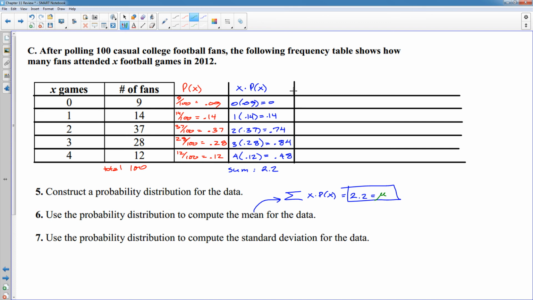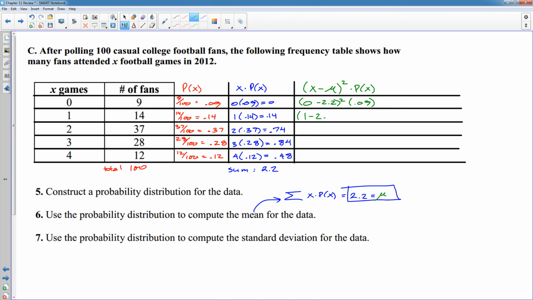And then for the standard deviation, what we have to do is take x, which is the number of games, minus mu, square that, and then multiply that by the probability of x. So for this first row, 0 minus the mean, 2.2, square that, and then multiply that by the probability of 0, which is 0.09. And we're going to do that all the way down.